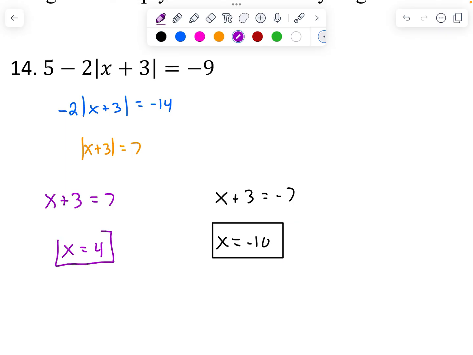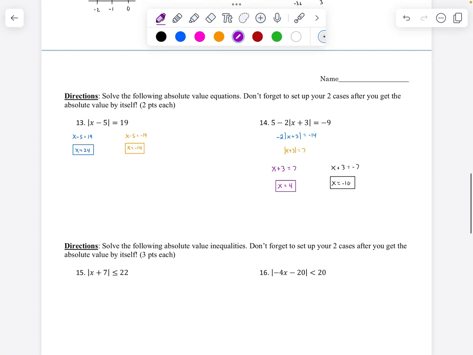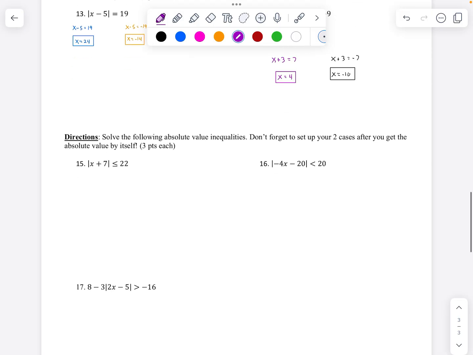And so there you go there. All right. Now, absolute value inequalities.